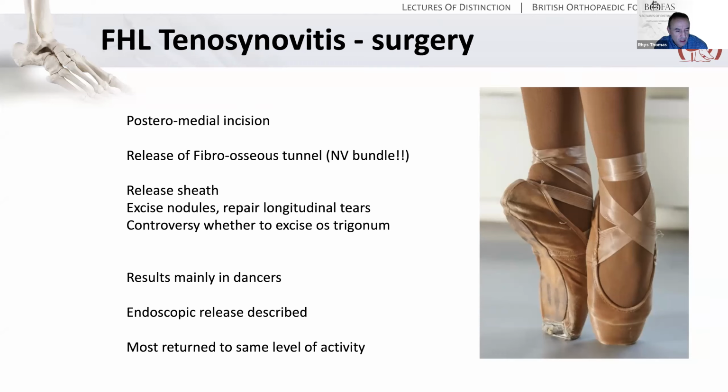The sheath is released. You can then look at the tendon, excise any nodules, and repair any longitudinal tears. There's some controversy as to whether you would excise an os trigonum at the same time. Most people who would have investigated this, probably with an MRI scan, would leave an asymptomatic os trigonum alone. So an os trigonum that didn't have significant surrounding fluid and didn't have any bone marrow edema within its substance.